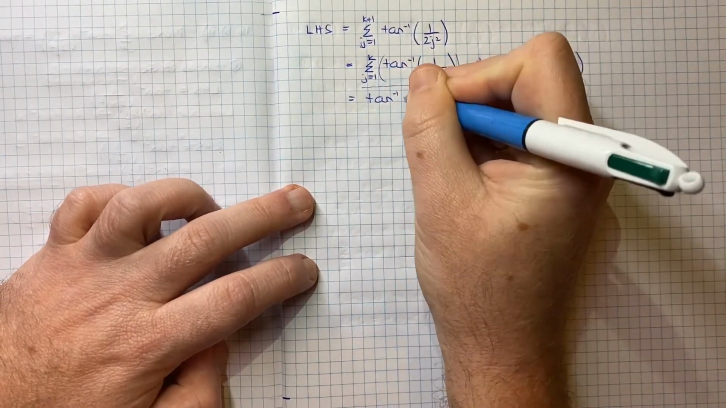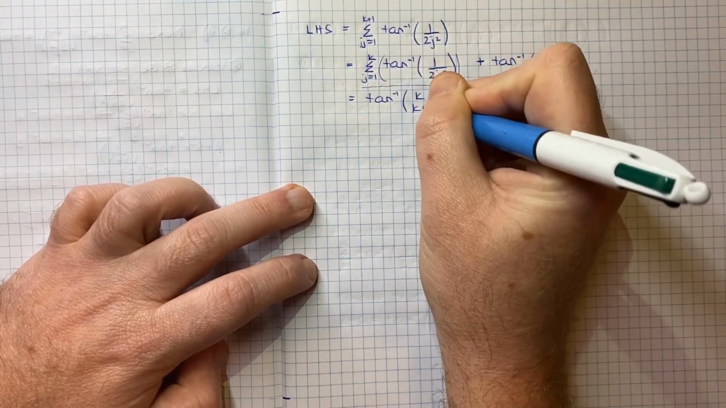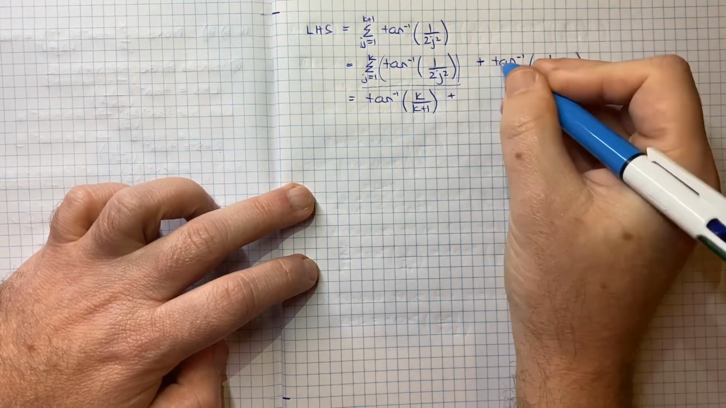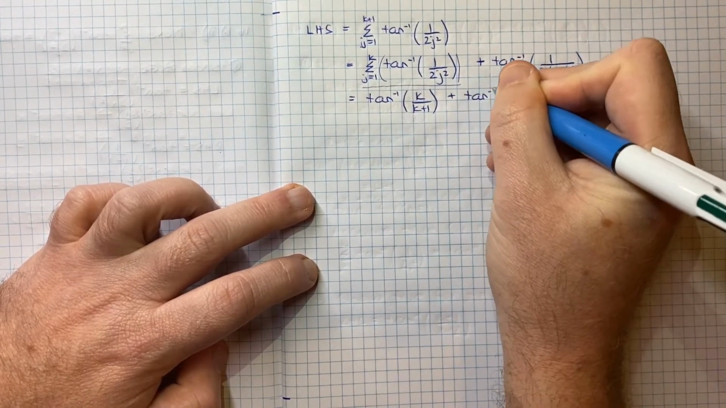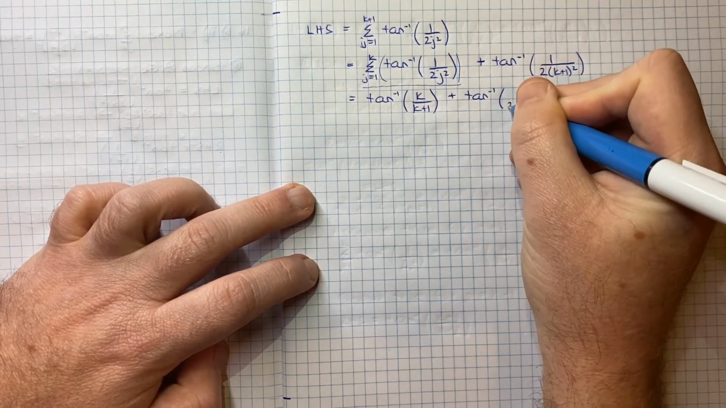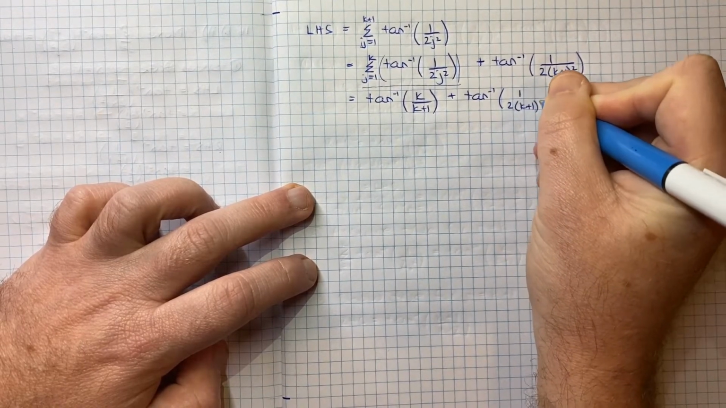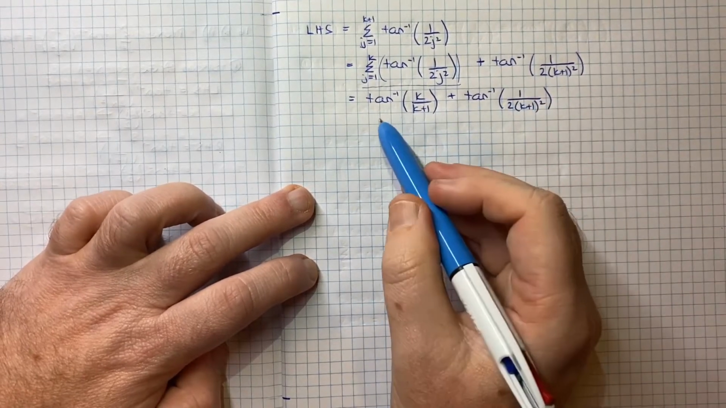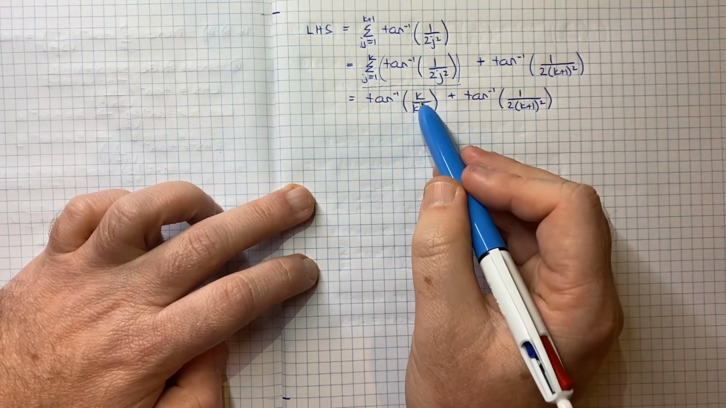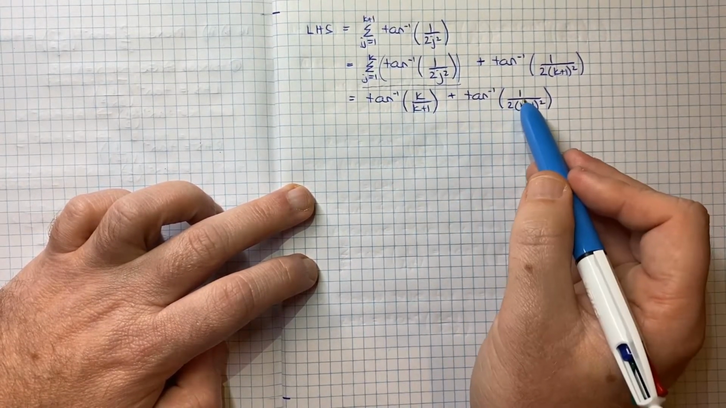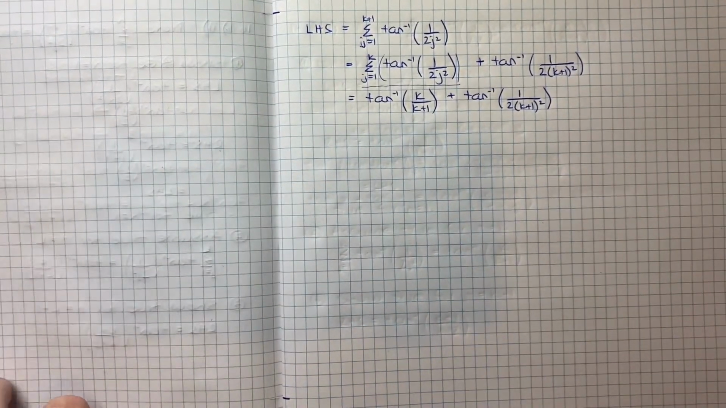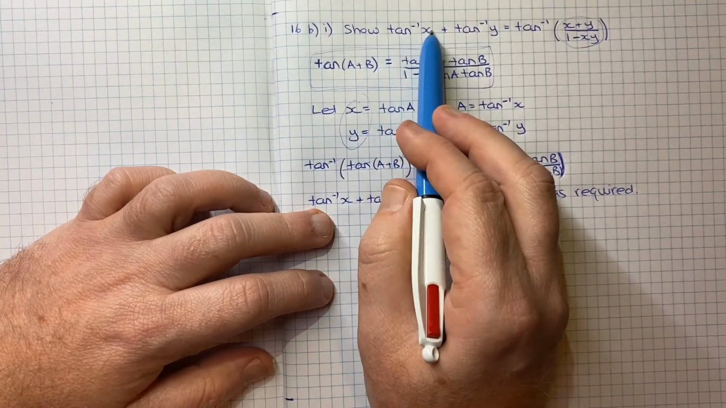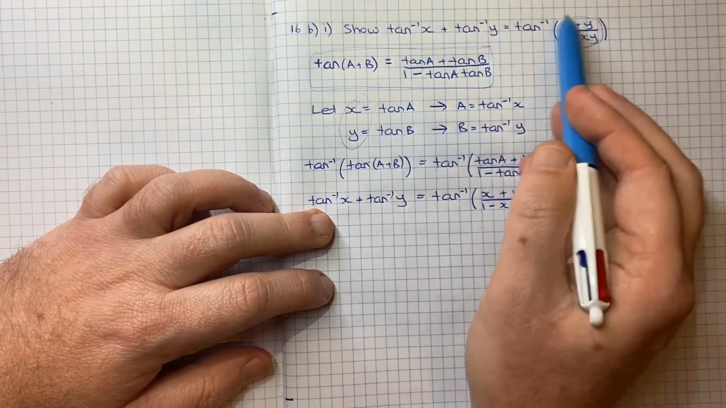Inverse tan of k on k plus 1. And then we've got our k plus 1th item, so the inverse tan of 1 on 2k plus 1 squared. And here, as I mentioned, is what we're looking for: the inverse tan of something plus the inverse tan of something else. Well, we can simplify that using what we just proved in part 1. The inverse tan of something plus the inverse tan of something else equals this.